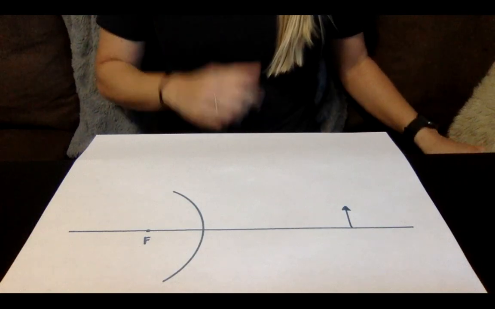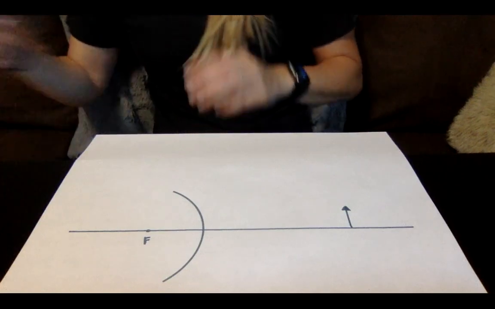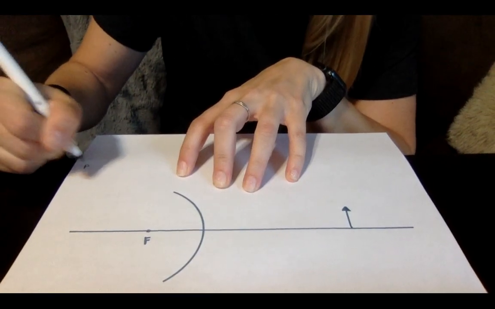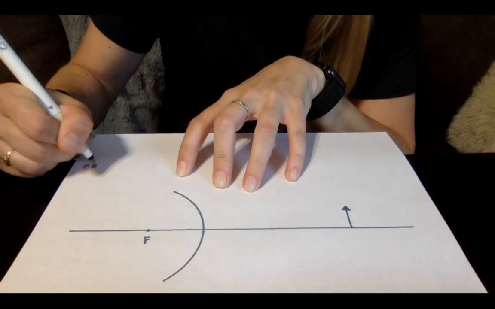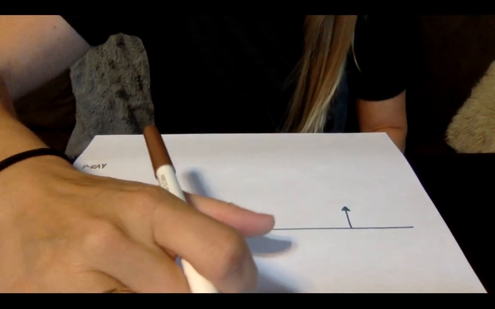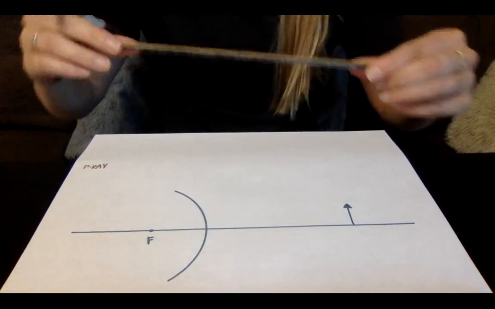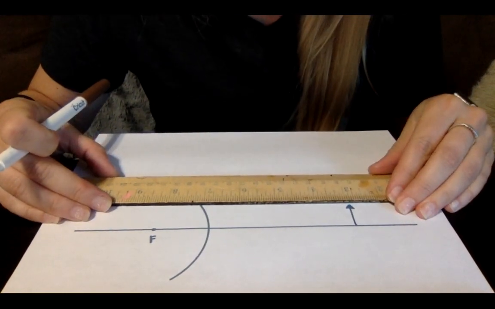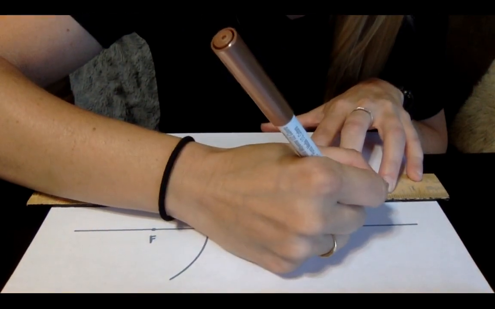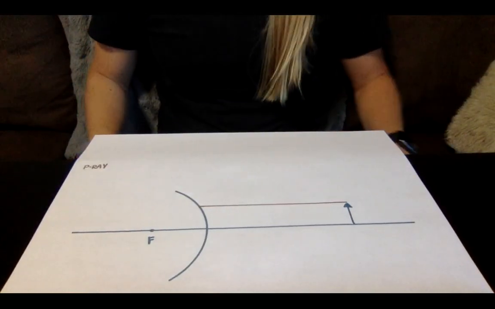All right, so with our ray diagrams, we have 3 rays that we talk about. We have our parallel ray. I also call it the P ray, so I'm going to write right here the P ray. The parallel ray, well, first thing it does is run parallel. So we're going to go parallel with our midline from the top of the object to the mirror.